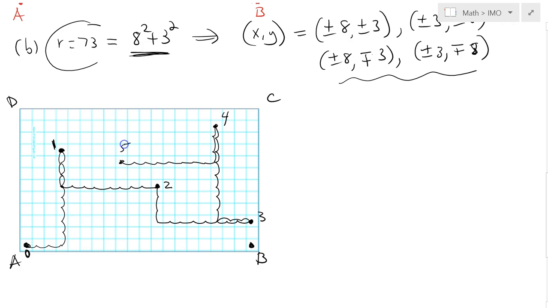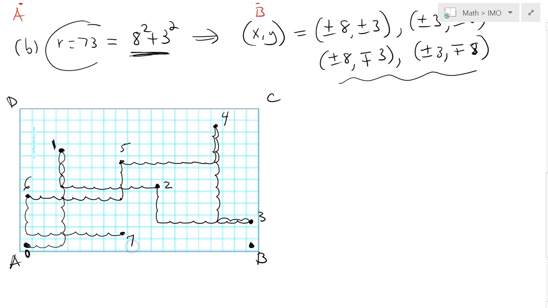I'm at point 5. Let me do it again. 3 down, then 8. I'm at point 6. I'm almost done, guys. Now down 3 again, then 8.